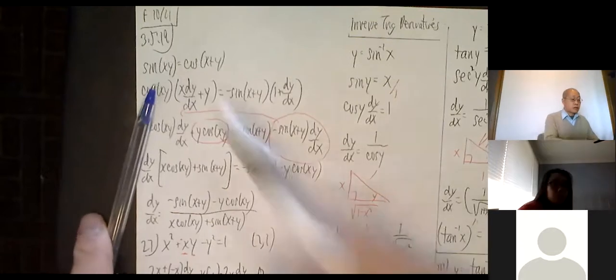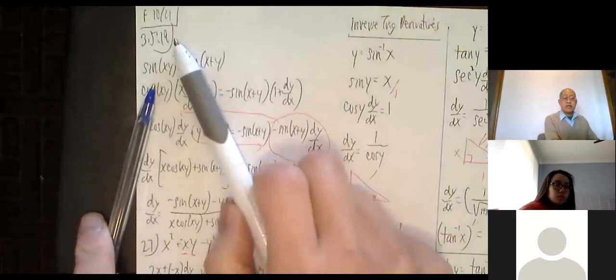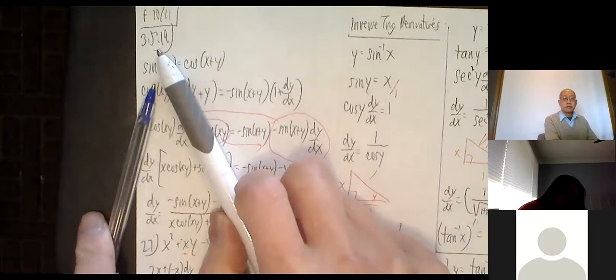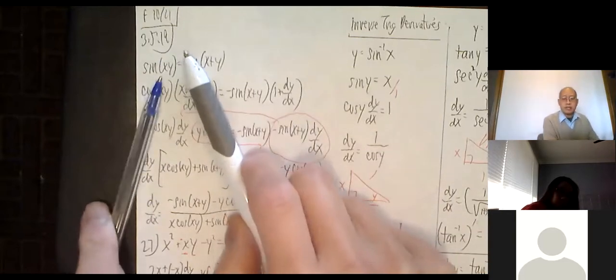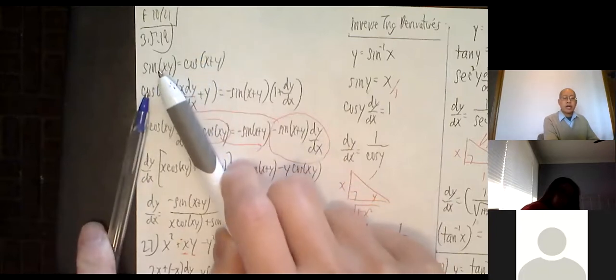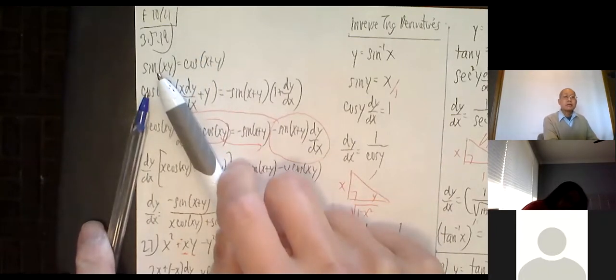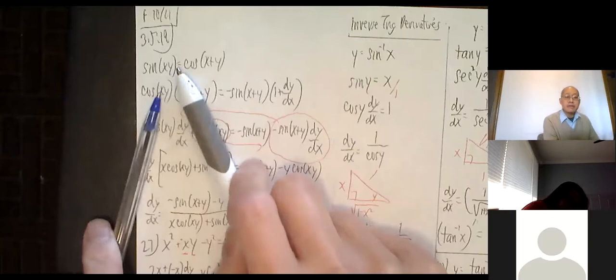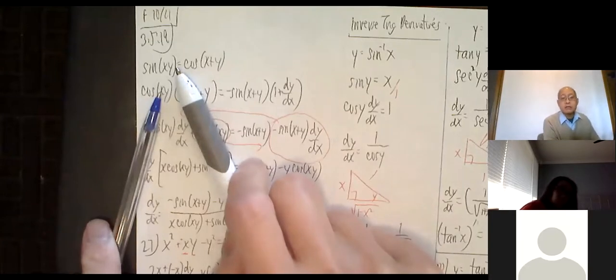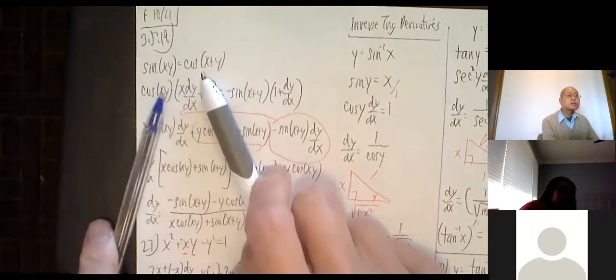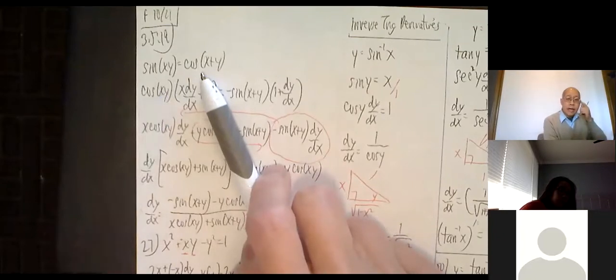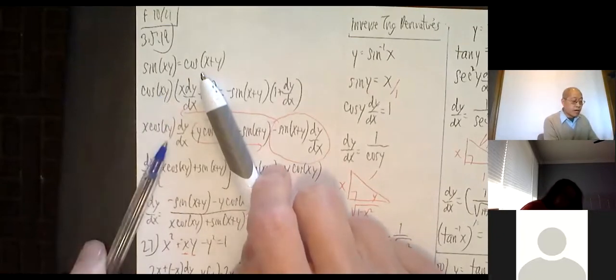All right, so this is a chain rule. How do I differentiate sine of xy? Cosine of xy, then by the chain rule times the derivative of the inside. The inside's a product, x times y. So first times the derivative of the second, x times the derivative of y.